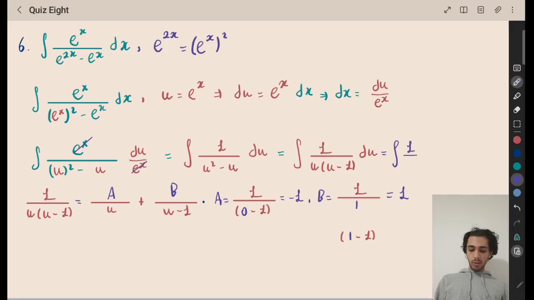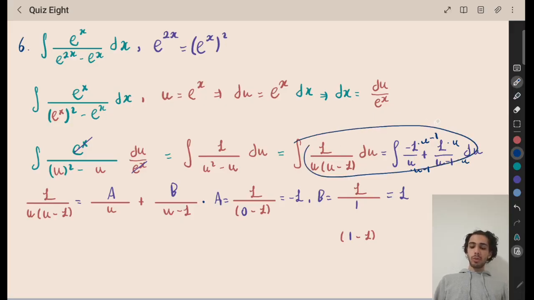the integral of minus 1 over u plus 1 over u minus 1 du. By the way, please try to also multiply this by u minus 1, and this by u, and see if you get 1 in the numerator and u times u minus 1 in the denominator. You should, because these two expressions I claim to be equivalent.